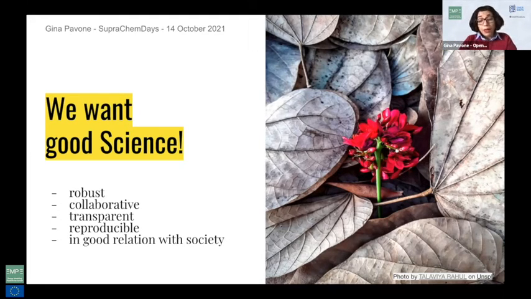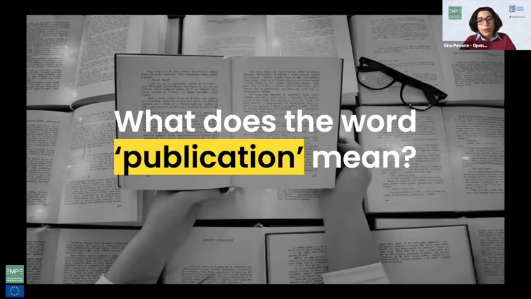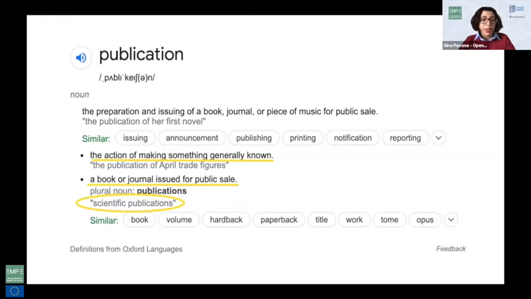opportunities. But we have some problems, and I think we need to just have a look at the actual research life cycle in order to understand what is the necessity of open science now. So why is open science so needed at the moment? First of all, let's reflect on the word publication. What does the word publication mean? I have put here some of the meanings of the word, and I want to draw your attention in particular to the second and the third meaning. The second meaning of publication is the action of making something generally known. And the third meaning is related to business, so a book or journal issued for public sale. And the example of the third meaning is scientific publication.